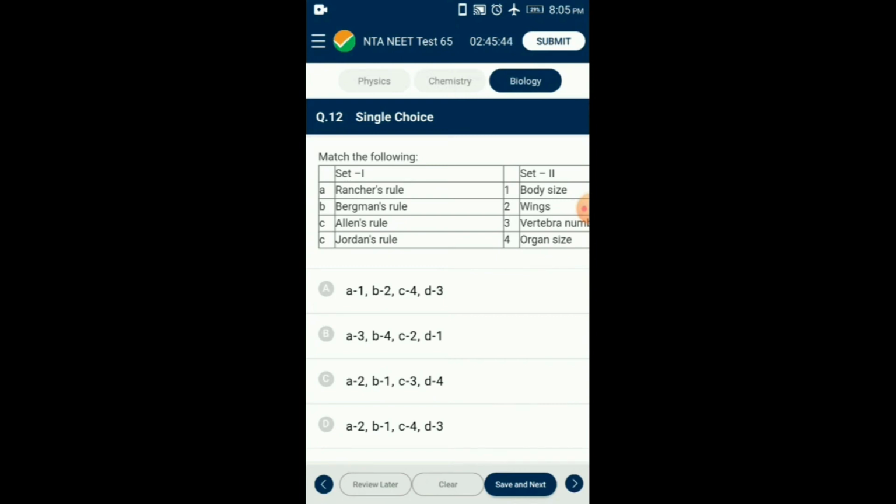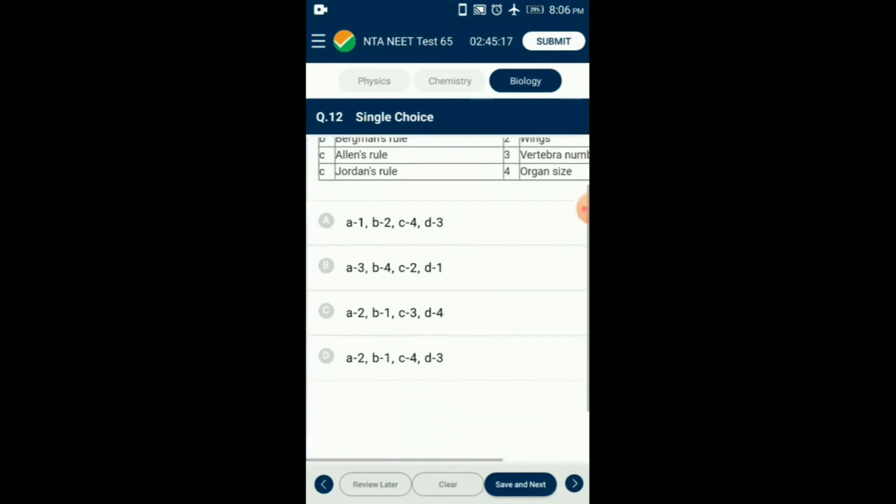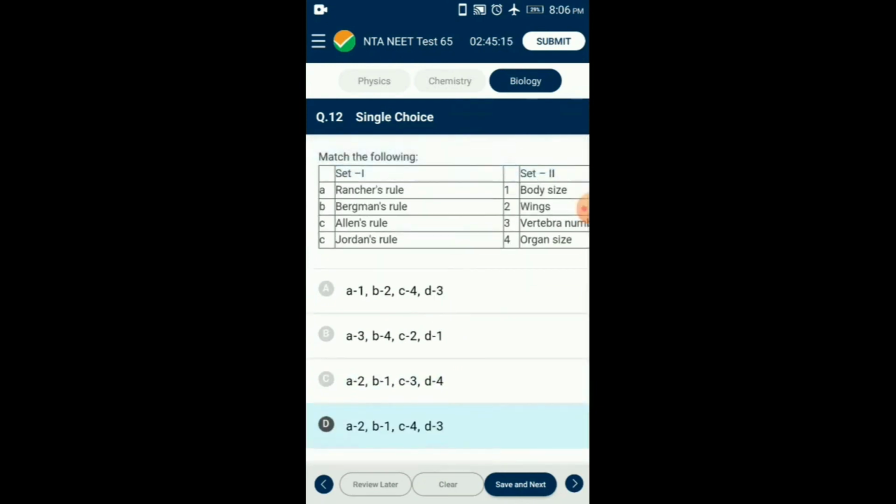Rensch's rule: in colder climate, birds possess narrow and acuminate wings as compared to broader wings of birds found in warmer areas. Jordan's rule: as the temperature is lowered, some fishes possess a larger size with a larger number of vertebrae. So the correctly matching option is option D.